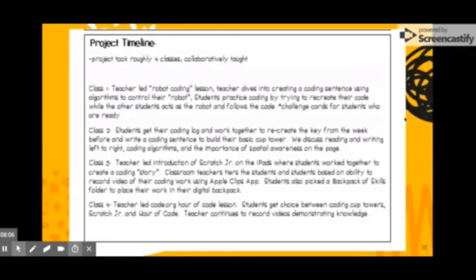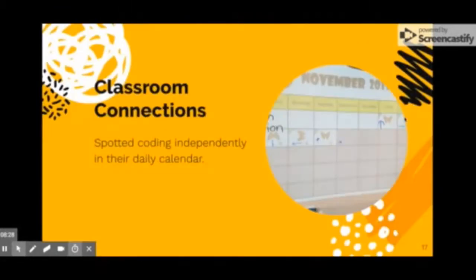So how long did all this take? What was your timeline on this? So the project timeline, I took 4 classes and collaboratively taught it with the teacher. It is important to have another person while you're pulling kids to do recordings because you do need a quiet space. That can be a challenge. But as they finished, we just let them select their backpack folder, and then they were able to upload from there right as they finished their work, which was very authentic.